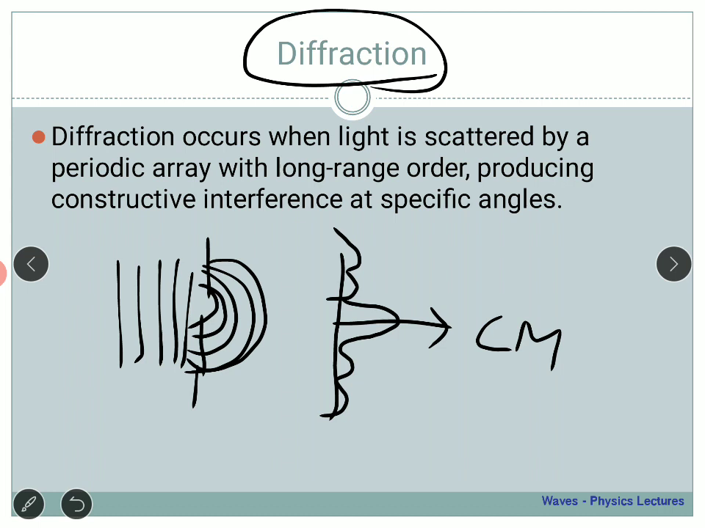So it will have a long range order. Definitely it should have a long range order, else it's not crystalline, and it will produce constructive interference at specific angles, and that will give rise to the diffraction pattern.